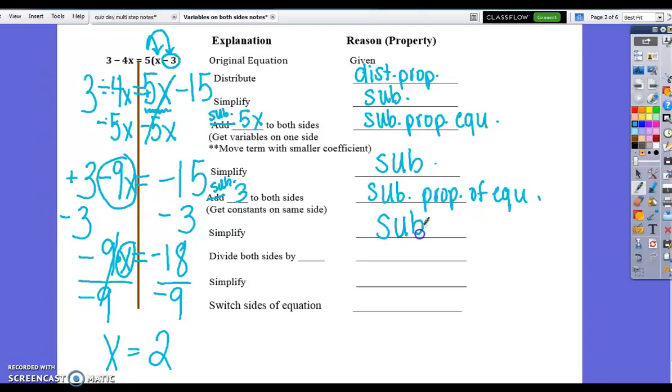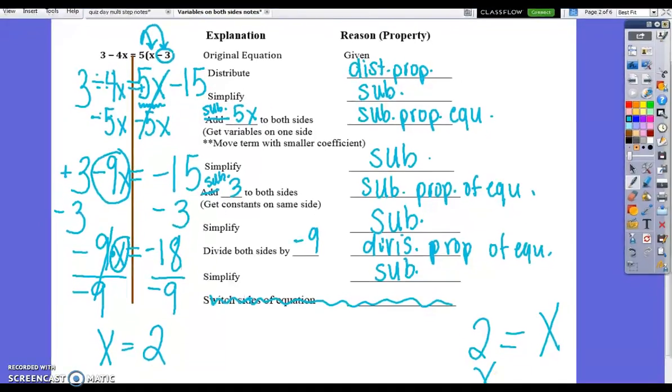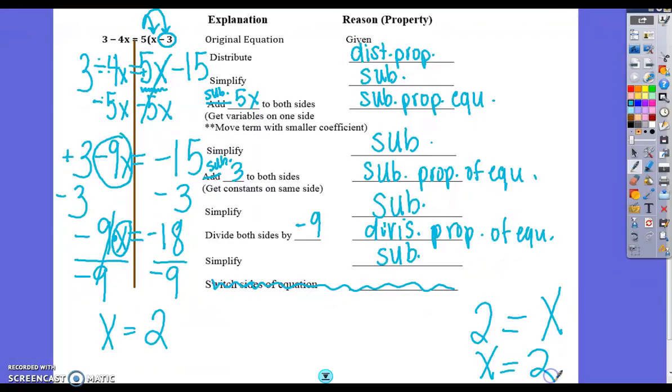Simplify is substitution. We divided both sides by -9, which is the division property of equality. We substituted. And we didn't have to switch sides because our x was on the correct side, so we did not have to do this step right here. If we were to move our x over, it would have been over here like this, and we would have had to switch it correctly, like that, which would have been symmetric property.